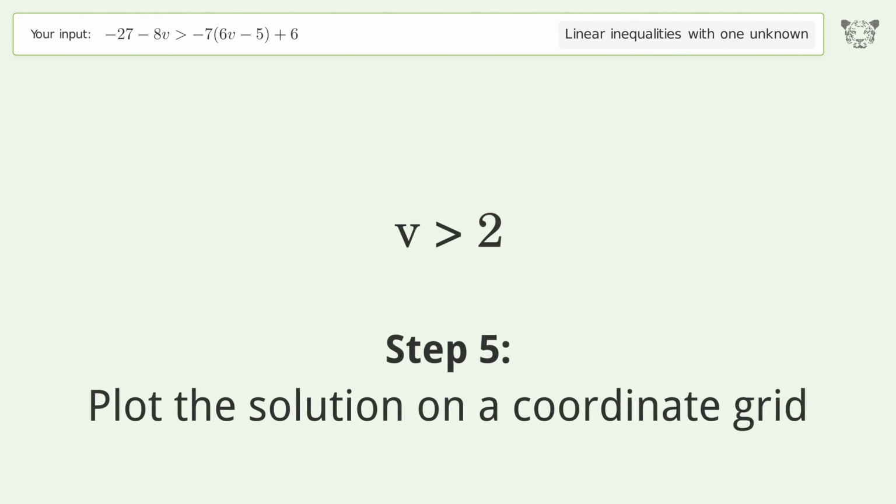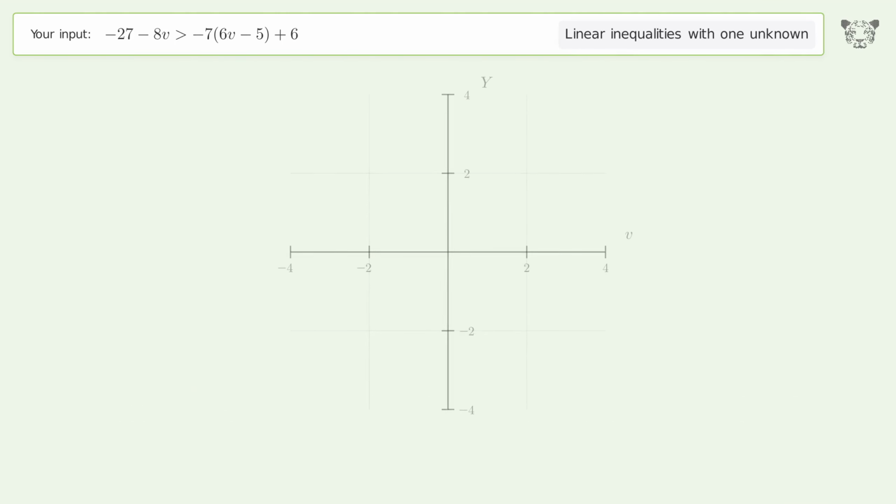Plot the solution on a coordinate grid. And so the final result is v greater than 2.